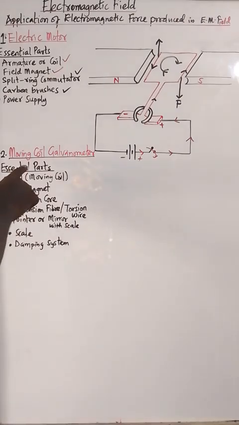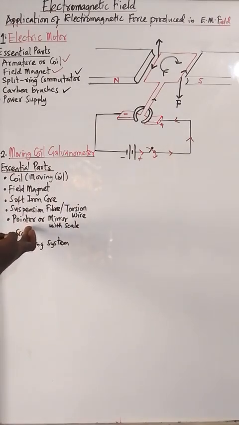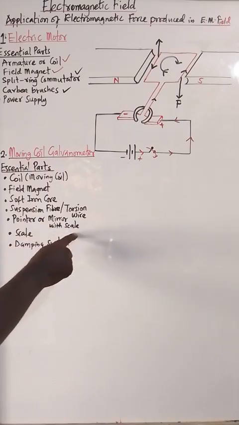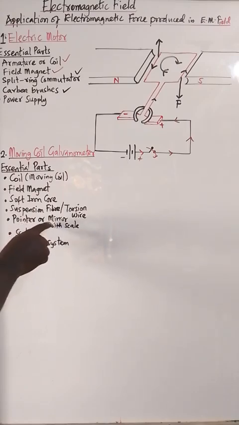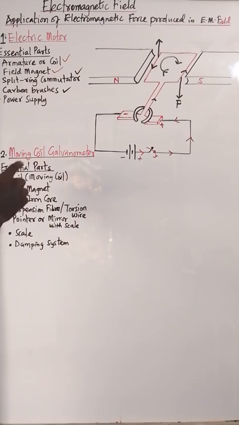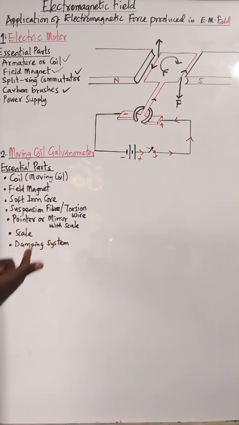So, in this moving coil galvanometer, we need a pointer or a mirror with scale. If you use an ordinary pointer, we have a scale. If you use a mirror as a pointer, it comes with a scale. Anytime we use a mirror with scale, it becomes what? Mirror galvanometer. And we talked about that during light wave, under the application of reflection. So it's an example of a moving coil galvanometer where the pointer used is a mirror with scale.